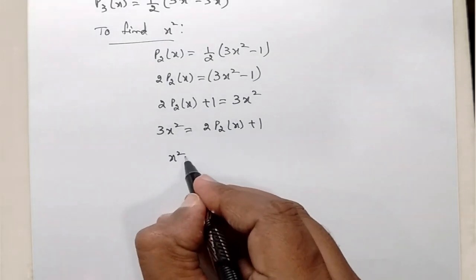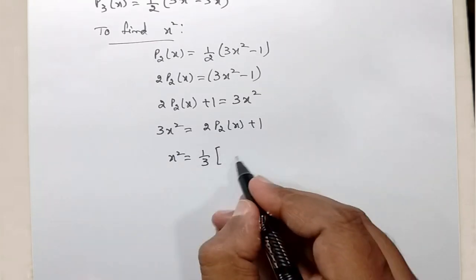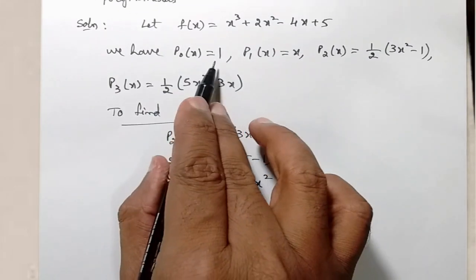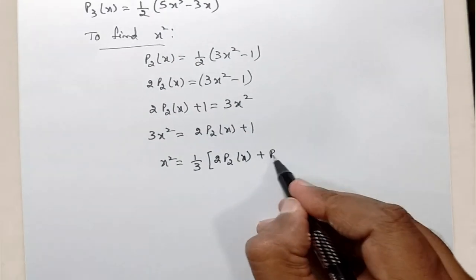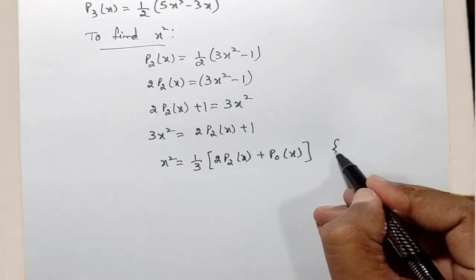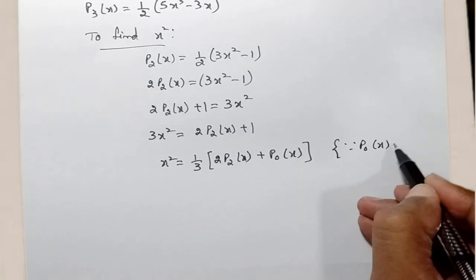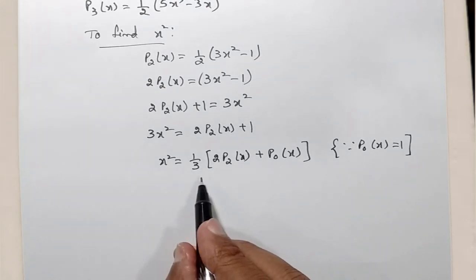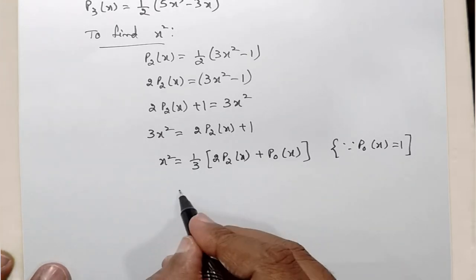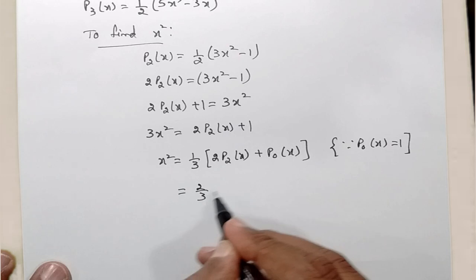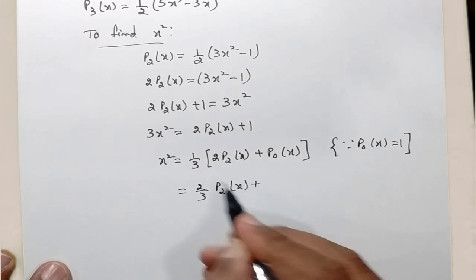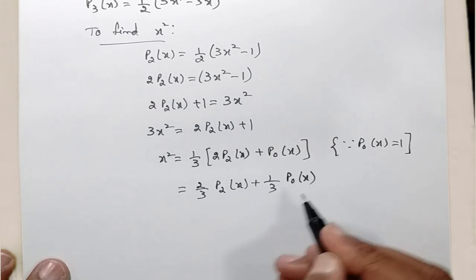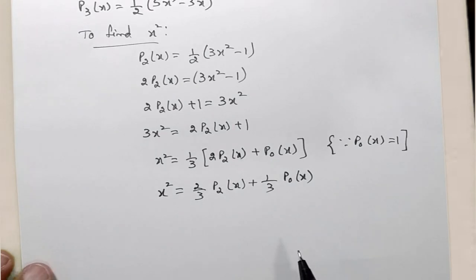Or x square will be equal to 1 by 3 times of 2 times of P2 of x plus, what is the value of 1? The value of 1 is nothing but P0, since P0 of x value is nothing but 1. So I've got the value of x square to be equal to 1 by 3 into so much, or if you multiply it inside, it will become 2 by 3 into P2 of x plus 1 by 3 times of P0 of x. So this is your x square value.